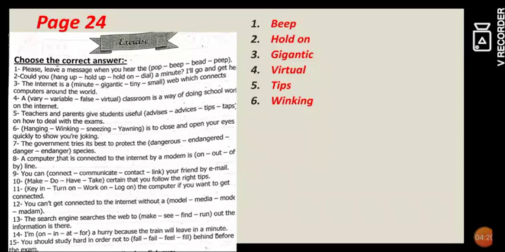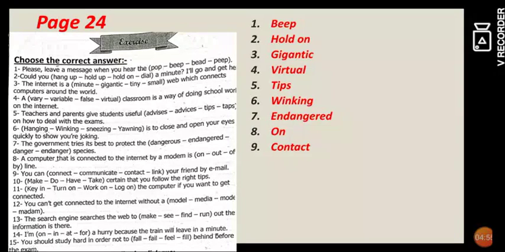Number 6. To close and open your eyes quickly to show you are joking means winking. Okay? Number 7. The government tries its best to protect the endangered species. Endangered here means to be in danger.